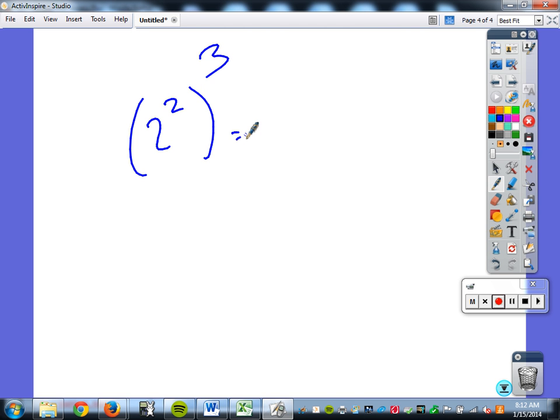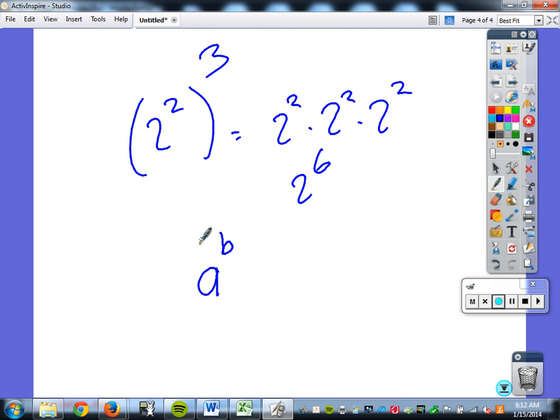Notice, let's just think about this. What does this mean? It means 2 squared times 2 squared times 2 squared. That's 2 to the 6th power, because when we have like bases, what do we do to their exponents? We add them, don't we? So, can anybody see how we got 6 from here? We multiply. So when it's a power to a power, for example, if I had a to the b, raised to the c power, what is that going to be? A raised to the what power? B times c. Does that make sense?